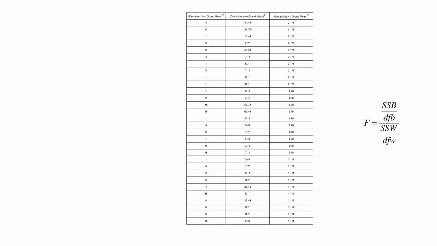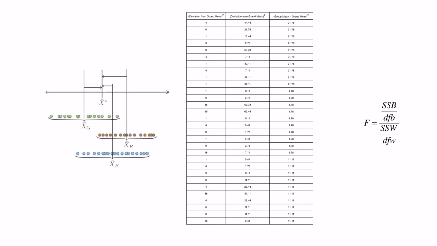Let's take a look at what we produced in relation to the F-test diagram that we saw earlier. If we add all the deviations from the group mean squared, we get a value of 234, which is the sum of squares within groups. This corresponds to the within group variation that we saw earlier.